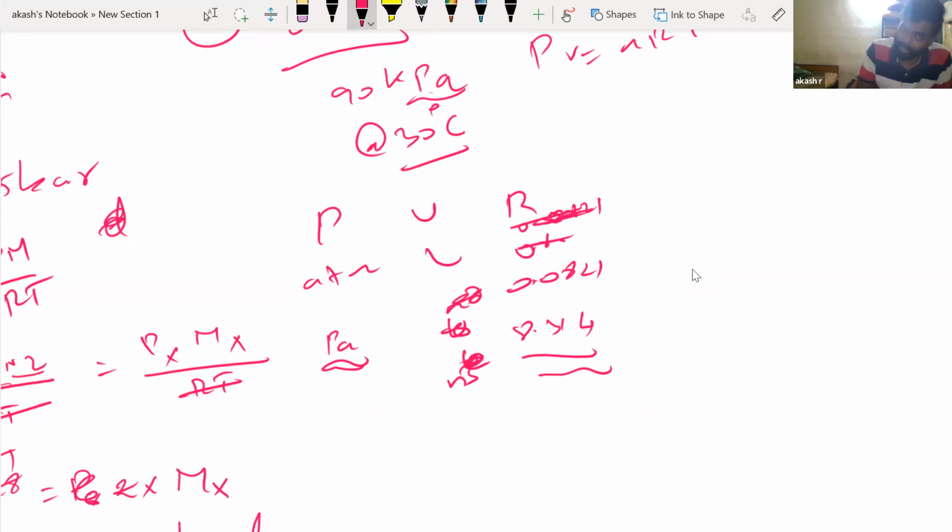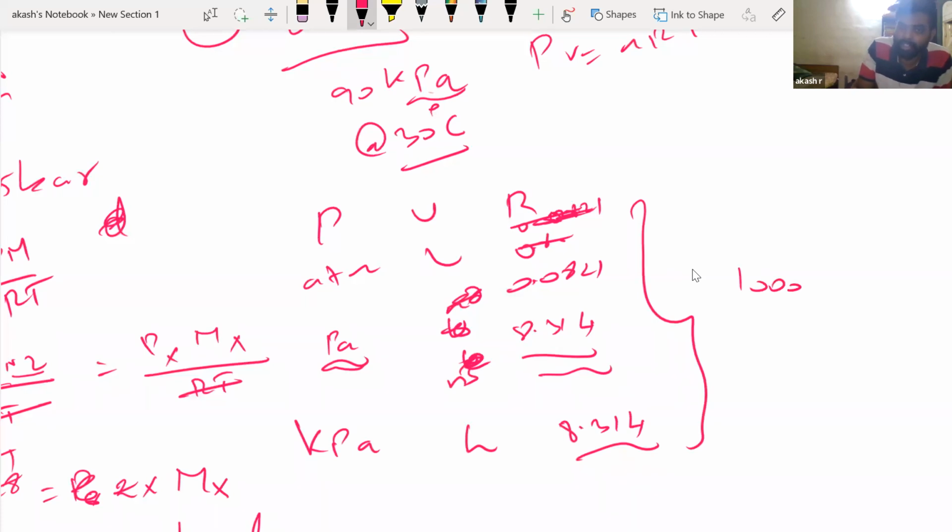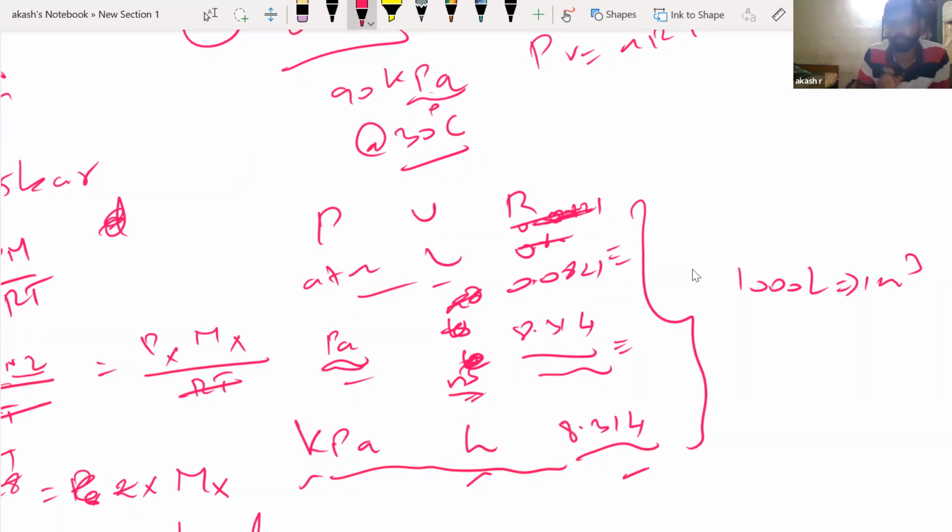Okay, or in other words, if I have kilopascal and liters, then I can directly use 8.314. These are all the things you have to understand. There's a small adjustment because 1000 liters is 1 meter cube, so that can be done here. All you have to understand is: atm and liters, 0.0821; Pascal and meter cube, 8.314; and if they give you kilopascal and liters, then again 8.314.